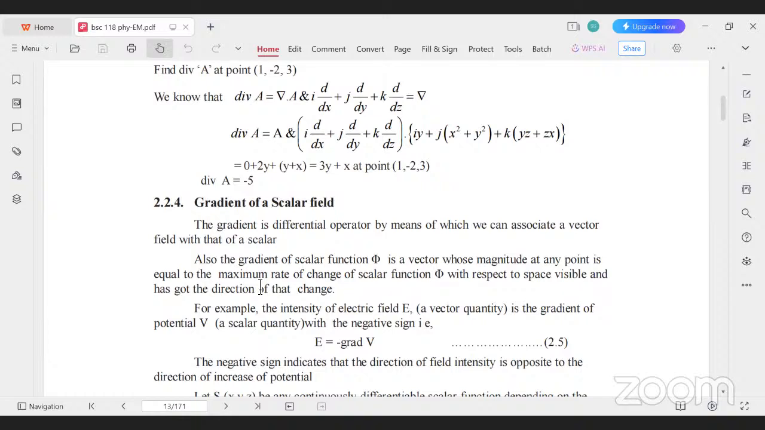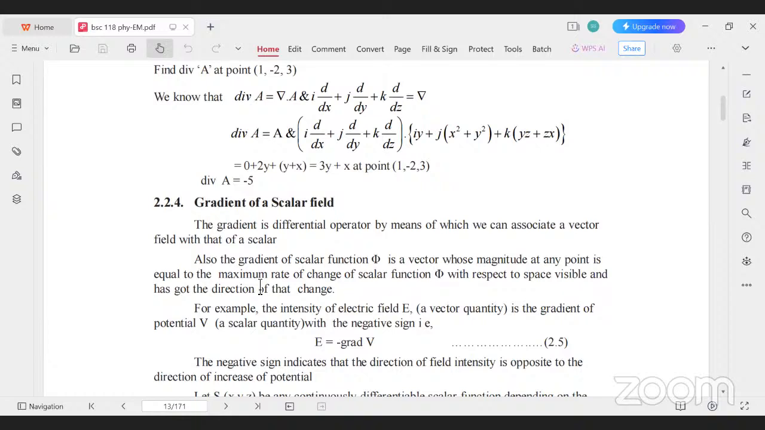Okay. So the gradient of a scalar function we call grad phi. Phi is a vector whose magnitude at any point is equal to the maximum rate of change of the scalar function with respect to space, and it has the direction of the change. So wherever it is defined, the direction can change.